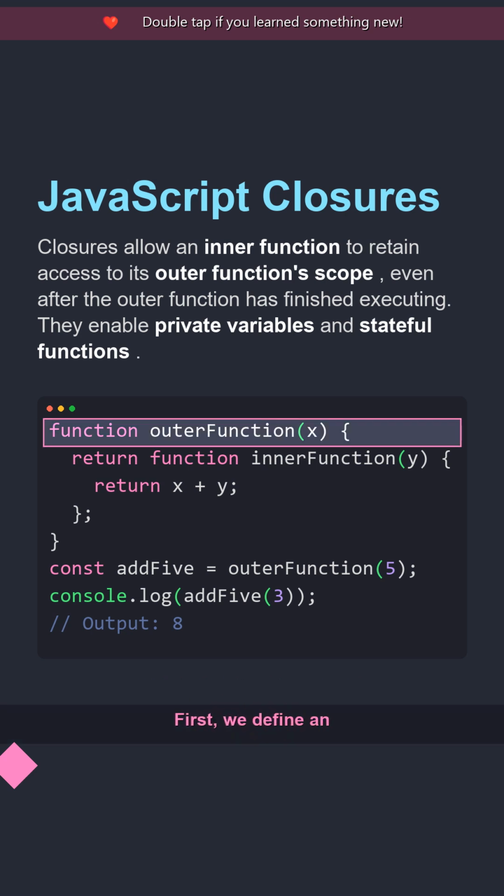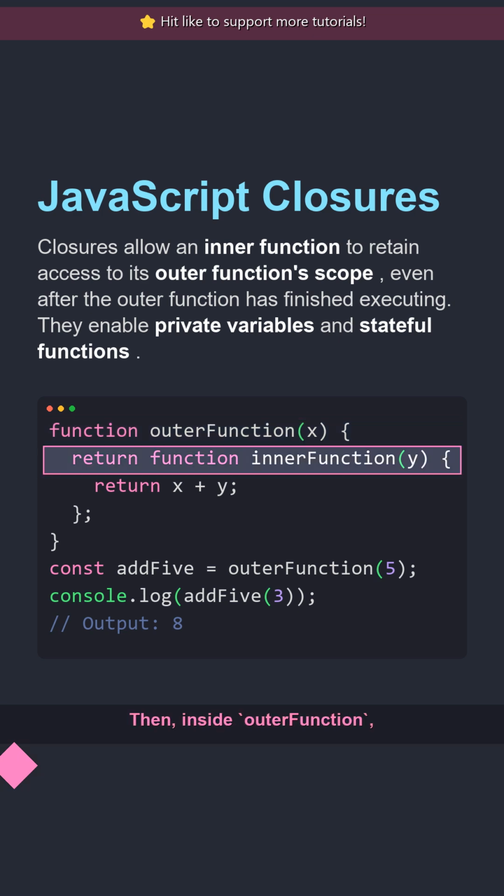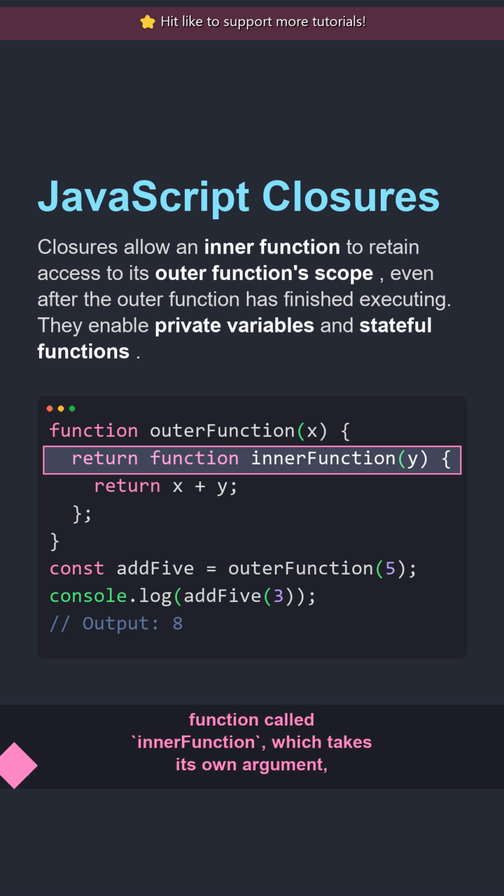First, we define an outer function called outerFunction that accepts a single argument, x. This function is responsible for creating and returning our closure, establishing the initial lexical scope. Then, inside outerFunction, we return an inner, named function called innerFunction, which takes its own argument, y. This inner function is the core of our closure. It's defined within outerFunction's scope.